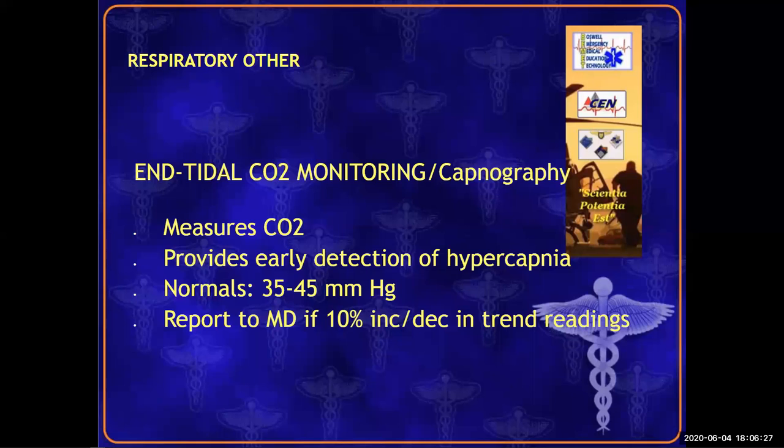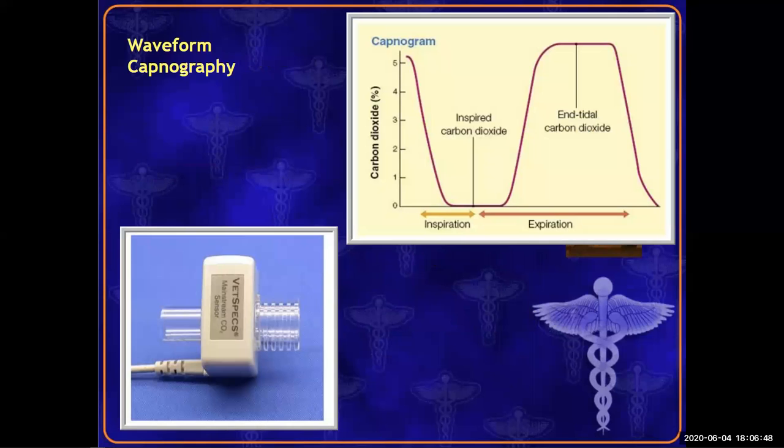All right. End-tidal CO2 monitoring. So this is considered our standard of care now for our intubated patients, our conscious sedation patients, measuring the exhaled CO2, letting us know that the patient's oxygenating. Okay. It's the same CO2 number as the blood gases. 35 to 45 is the range I want.